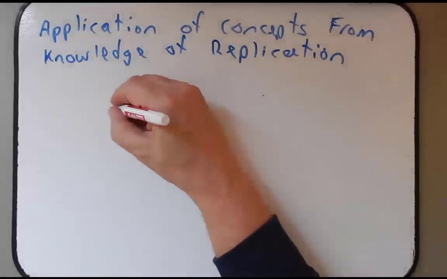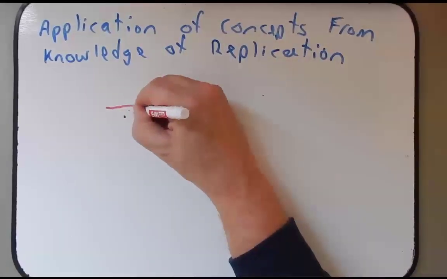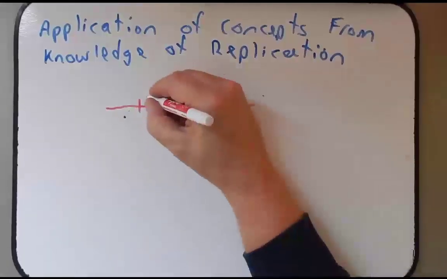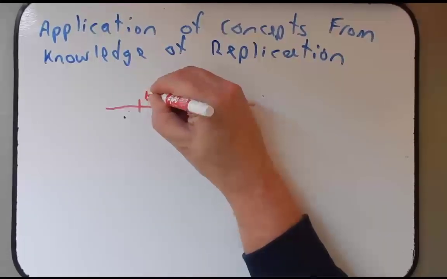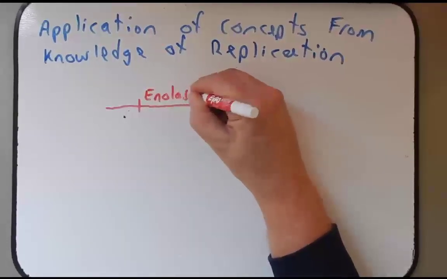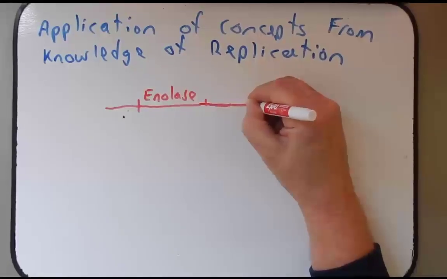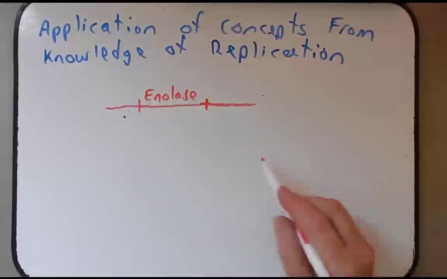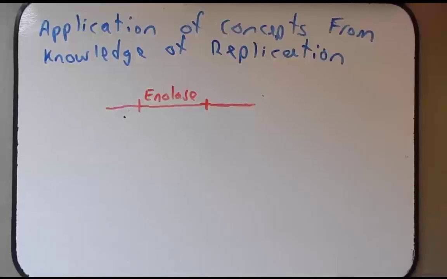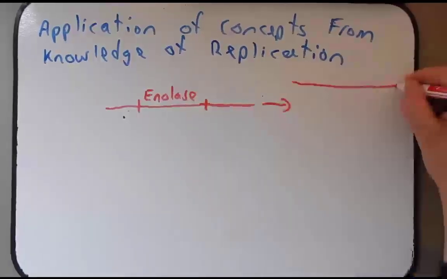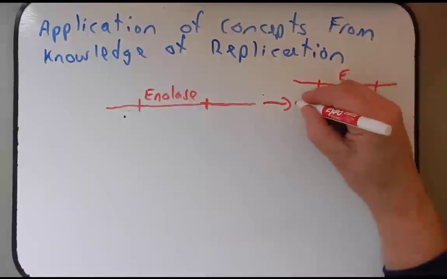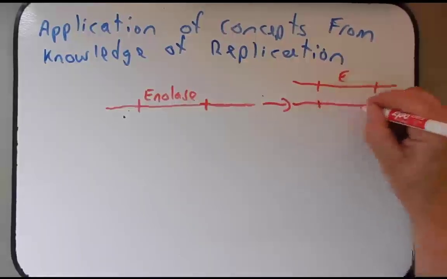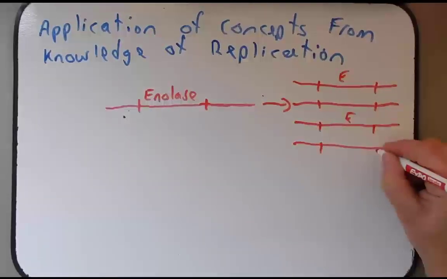So let's say we had this segment of DNA that contained the gene enolase, one of my favorite enzymes of all time. It's a glycolytic enzyme, if you remember from when you took cell biology. And let's say we wanted to take this piece of DNA that we had isolated, and it was outside of the cell, and we wanted to make many copies of this gene enolase. How could we go about doing that?